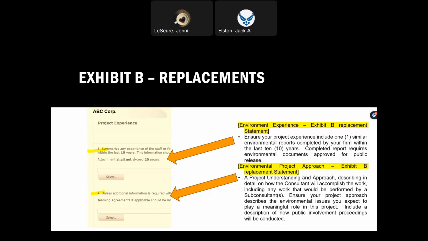Same thing with environment. If they want to see something specific about the environmental experience, they'll include a bullet point. If they want to see something about environment, project understanding and approach, they're going to put a bullet point in there to let you know what they're looking for. If you don't see it in there, don't worry about it, because then the district doesn't want to see it.